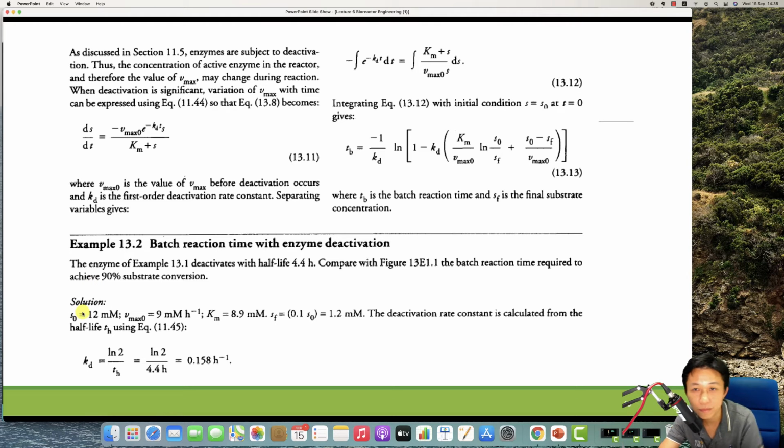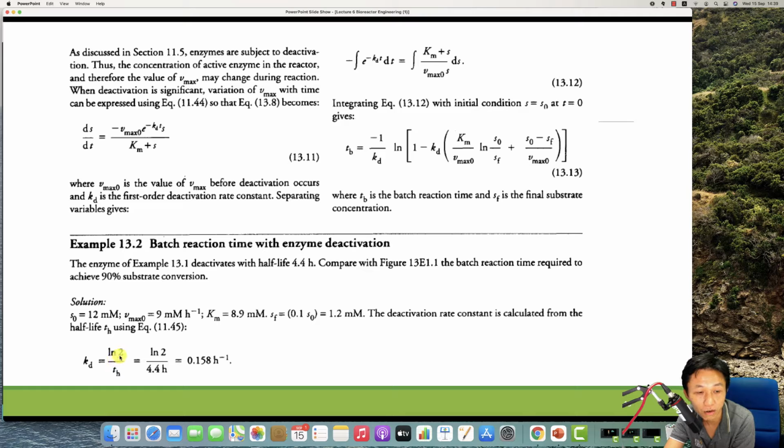We use the same information from the previous lecture. S0 is 12 millimolar, Vmax 9 millimolar per hour, Km is 8.9 millimolar. Okay, SF, because it's 90% conversion, SF is 0.1 S0, which is equal to this one. And we use the half-life TH from this equation. Okay, this is first order.